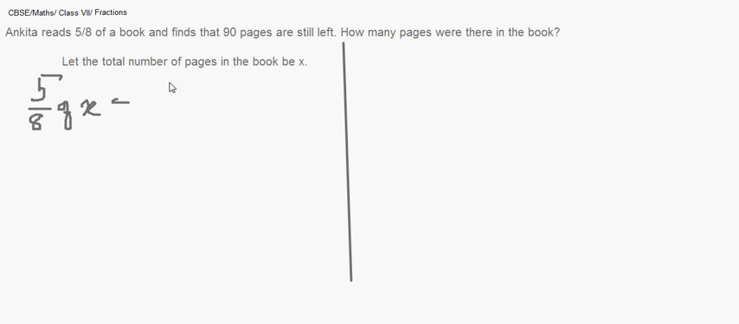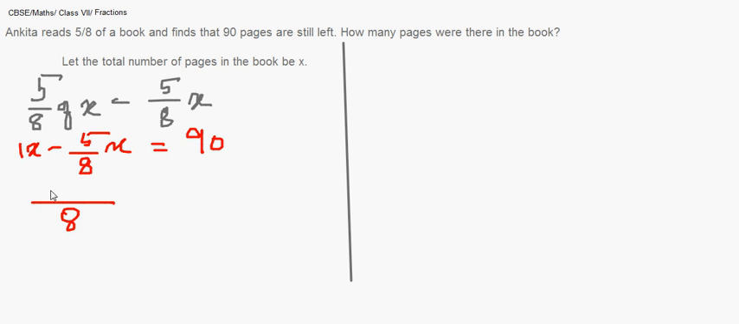That means this is what she has read. So what is she left with? How many pages is she still left with to read? So she is left with the total number of pages, that is x, minus the pages she had read, and that gives us 90. Now we need to solve this part to get our value of the total number of pages. That means this is 1x. So if I find the LCM, it would be 8x. This is a simple fraction solution with x equals 90.